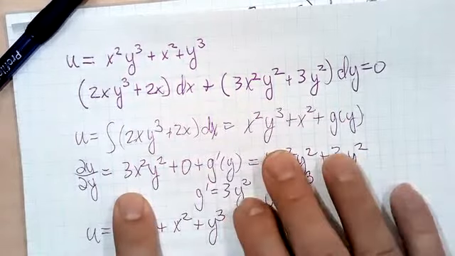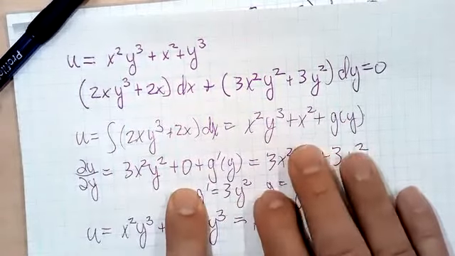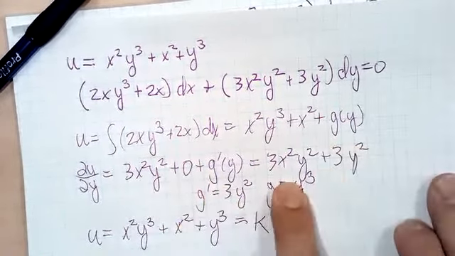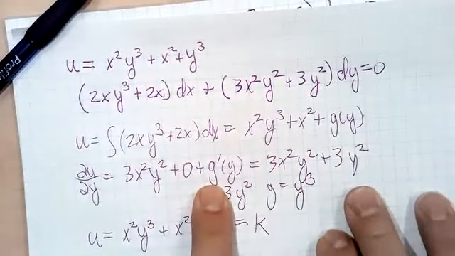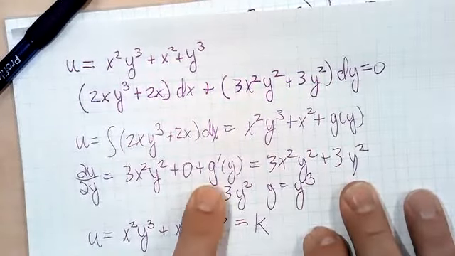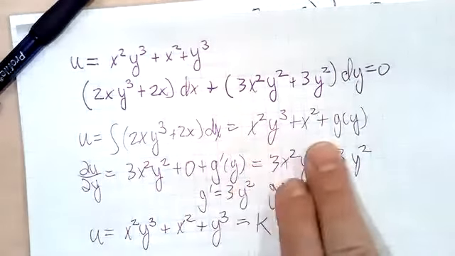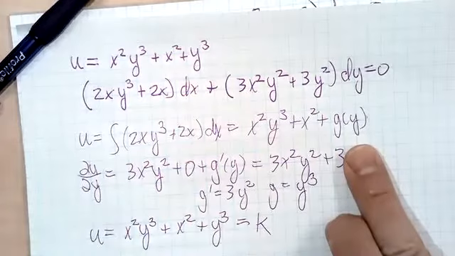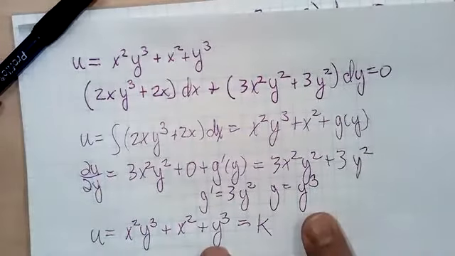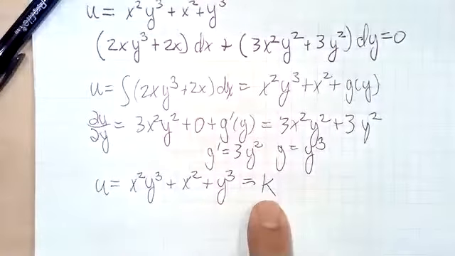So 3x squared y squared plus 0 plus g prime of y equals this piece here. And that tells me g prime is 3y squared. So g must be y cubed. And then I take this, which I had before, and throw on the y cubed for g of y and set it equal to a constant.